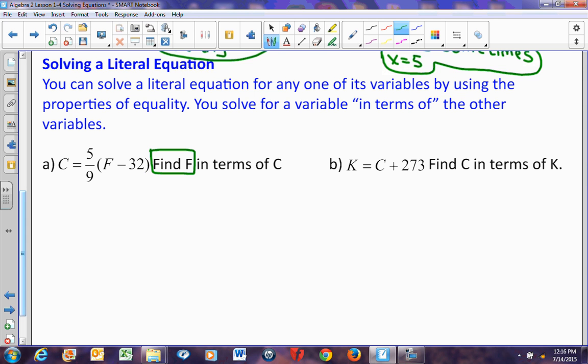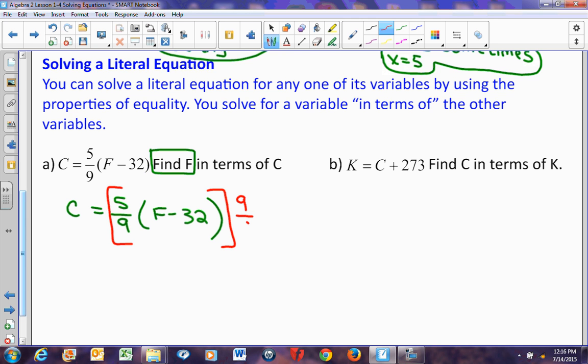So if I have this equation, I'm just going to rewrite the equation so I can play around with it. If I want to solve this for f, I have to get f by itself. The easiest way to do that, I can either distribute the 5/9, which is going to get very ugly because of the fraction. Or, 5/9 is multiplied by the entire parenthesis f minus 32, so I can do the inverse operation of that and multiply by 9/5.